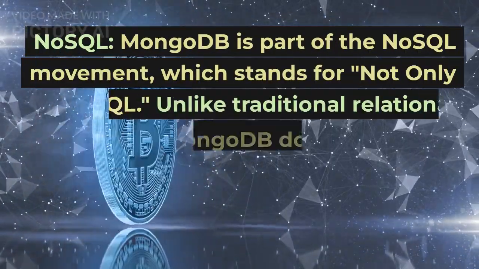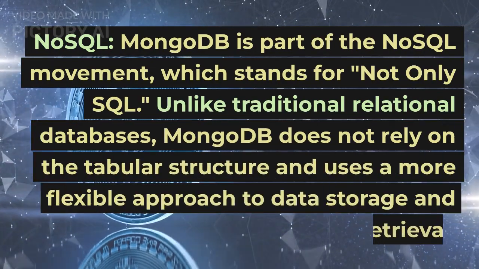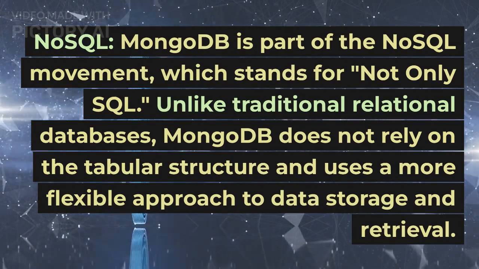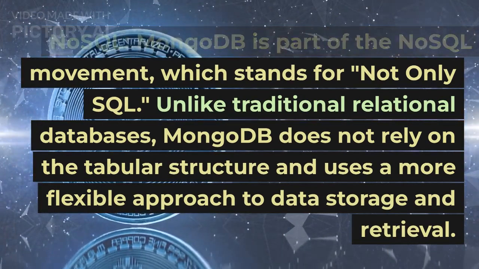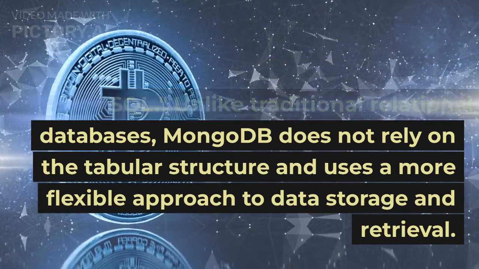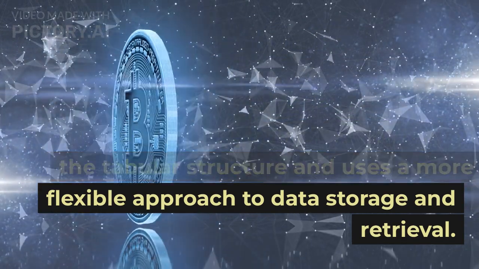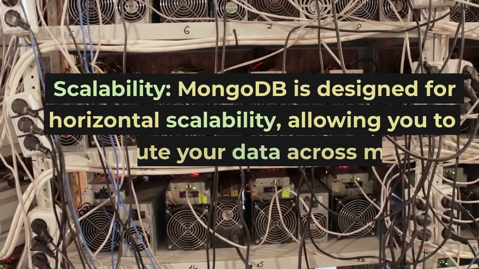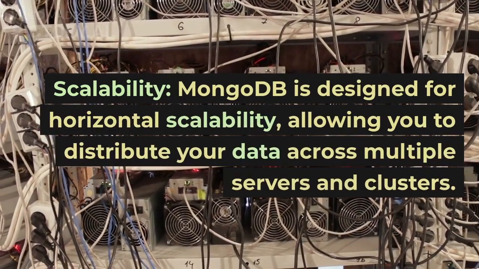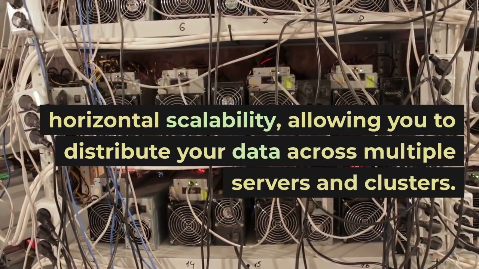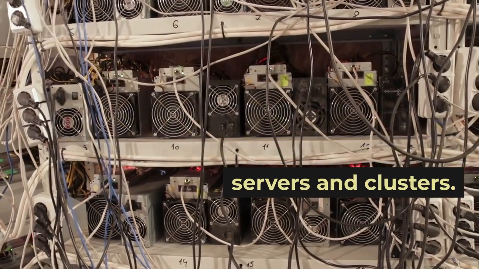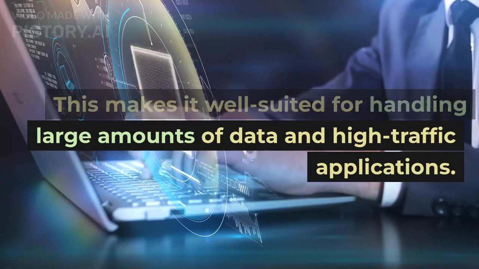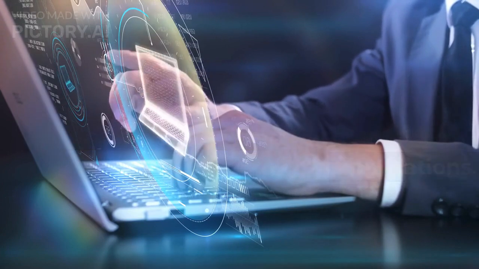NoSQL. MongoDB is part of the NoSQL movement, which stands for Not Only SQL. Unlike traditional relational databases, MongoDB does not rely on the tabular structure and uses a more flexible approach to data storage and retrieval. Scalability. MongoDB is designed for horizontal scalability, allowing you to distribute your data across multiple servers and clusters. This makes it well suited for handling large amounts of data and high-traffic applications.